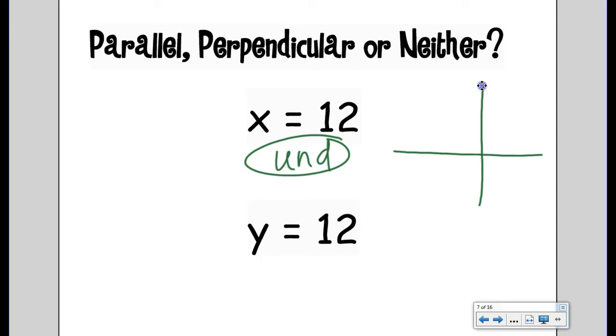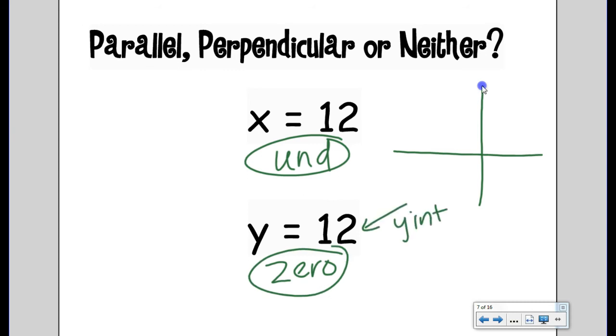Y equals 12. What's his slope? 0. Do you see the Z? Z for 0. His slope is not 12. That's the y-intercept. That is not the slope. So, his slope is undefined and his slope is 0. Are those opposite reciprocals? They absolutely are. Undefined and 0 are opposite reciprocals. Undefined and 0 are perpendicular. Look, perpendicular. Vertical and horizontal. The answer was perpendicular.